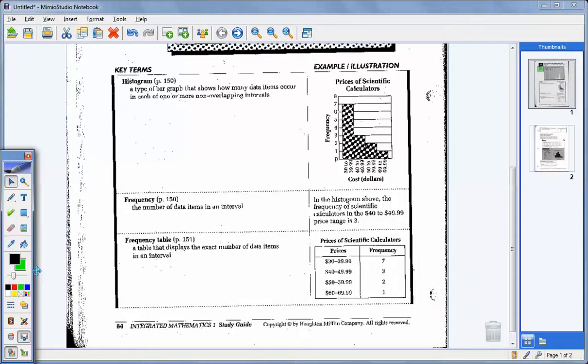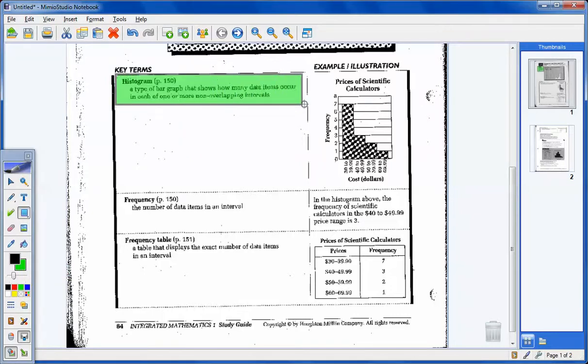First term to talk about here, gang, is a histogram. Somebody want to volunteer to read what a histogram is for me? Izzy, you on it? A type of bar graph that shows how many data items occur in each of one or more non-overlapping intervals. Okay, it's a bar graph. We all know what a bar graph is, right? If you don't know what a bar graph is, you probably shouldn't be in here.